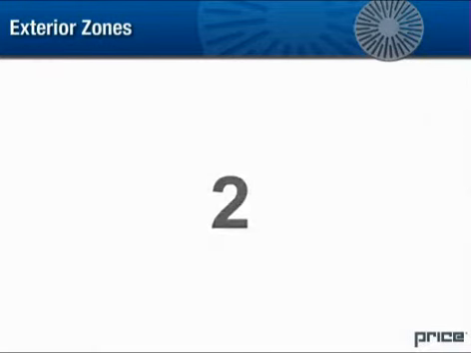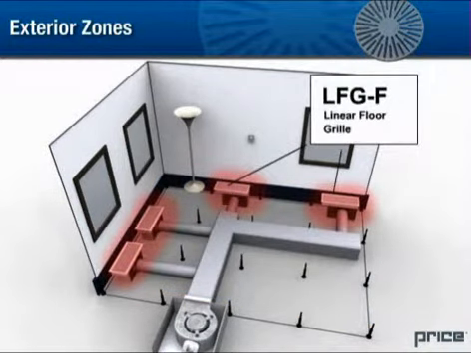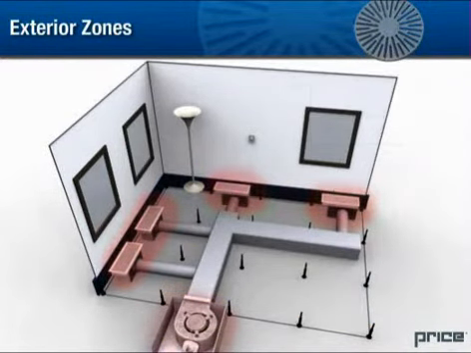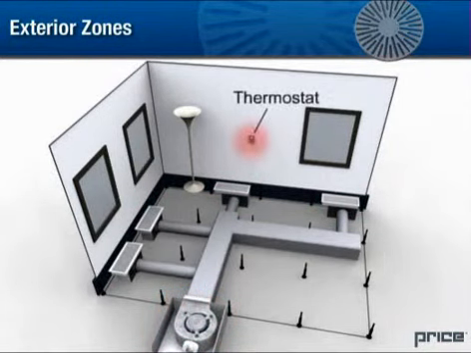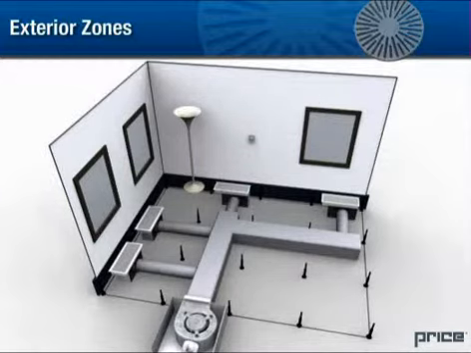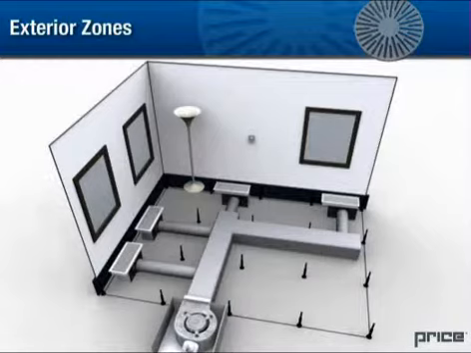2. The control zone is formed using ducted linear air outlets model LFG-F, which are connected to a variable volume fan-powered terminal unit. This terminal unit is controlled by a thermostat located in the zone, increasing or decreasing the supply airflow in response to the thermostat signal to satisfy the demand. Supplemental heat, if required, is provided by a hot water coil or electric coil on the terminal unit. The VAV fan-powered terminal unit allows for a rapid response to any demand from the control zone.